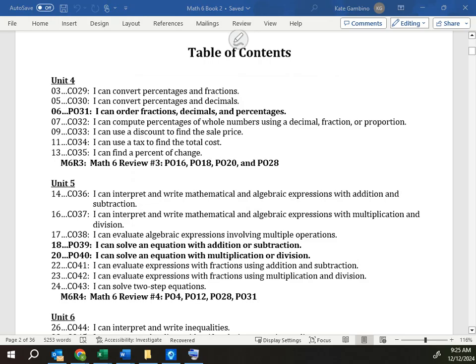Alright, so for unit 4, we can see that we need to know M6R3. Math 6 review number 3 is going to have power standards from the beginning of the year. So we need to look back and make sure we remember PO16, PO18, PO20, and PO28. Those are all in binder 1.